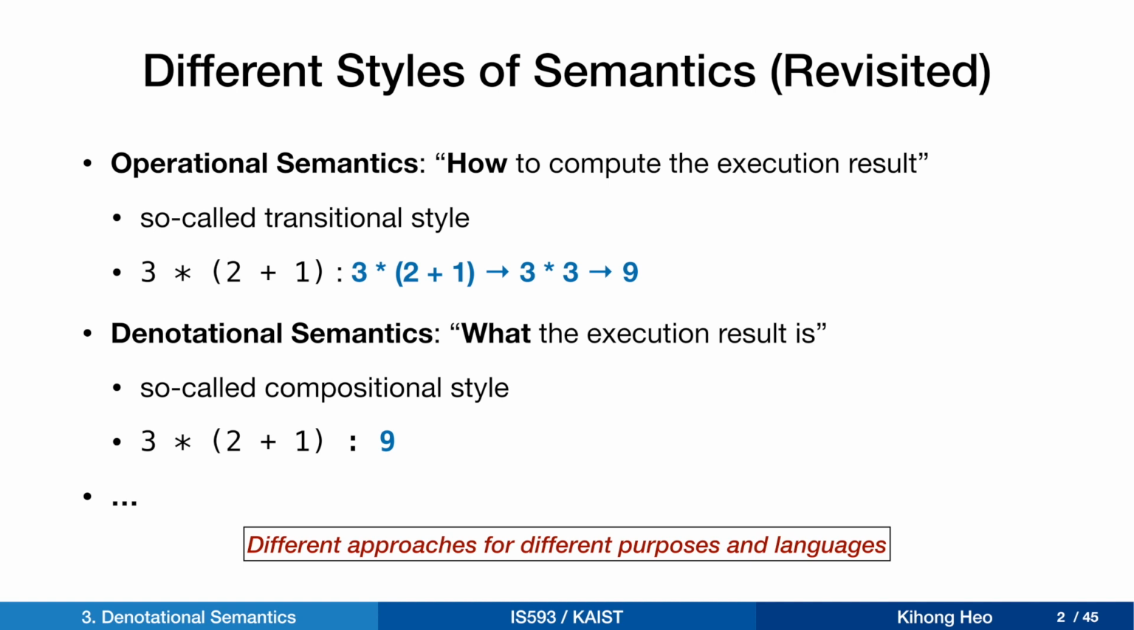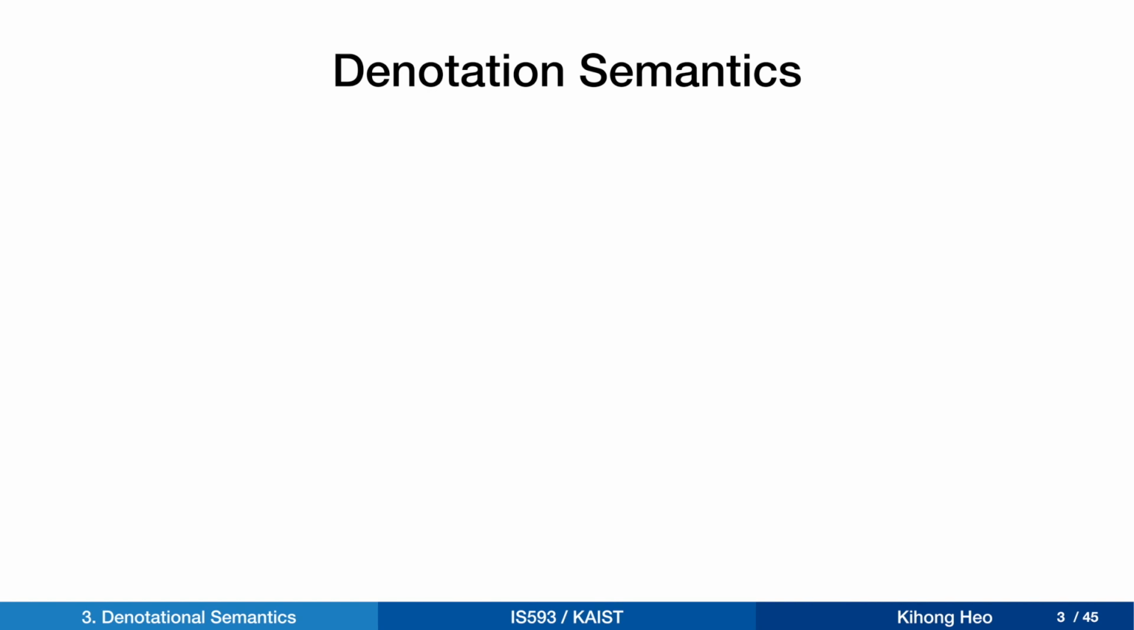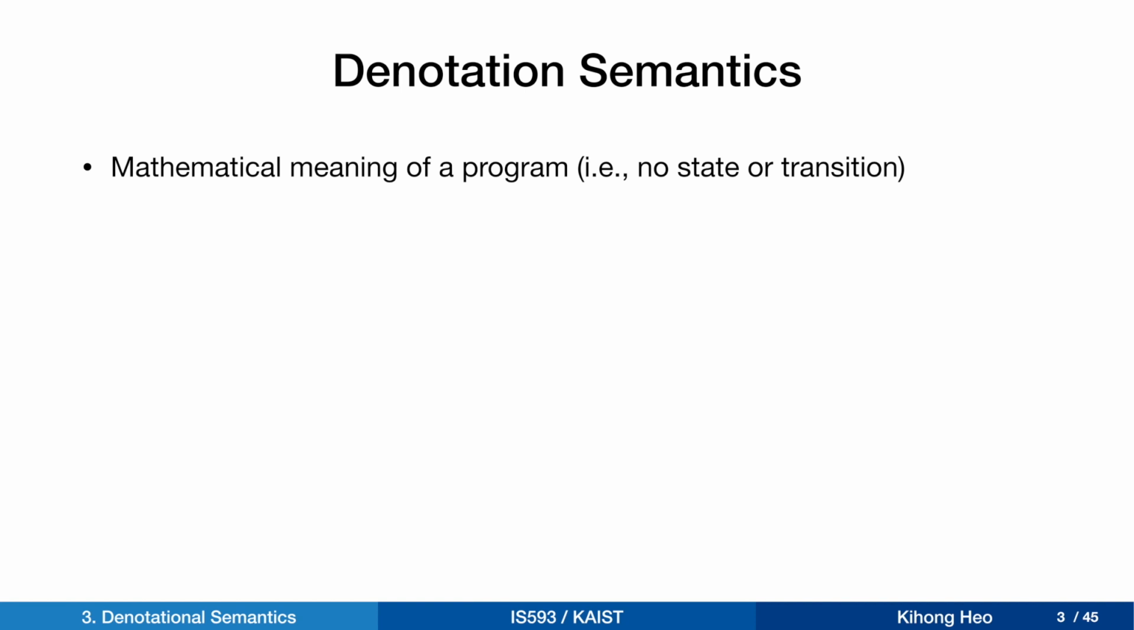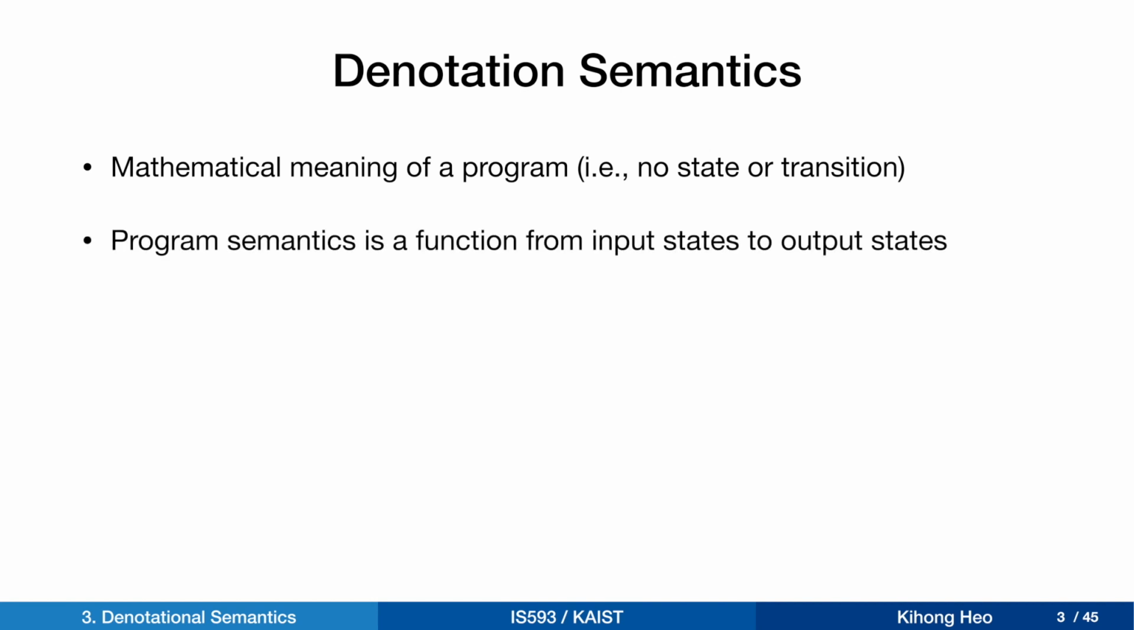But here we want to find the mathematical object that directly corresponds to the semantics of a program without relying on any machines. So we are going to find the mathematical meaning of the program. There's no state and no transition. Then what kind of mathematical objects will be the semantics of programs? Intuitively, function will be the best choice, right? So we are going to define the semantics of a program as a function from input state to output state.